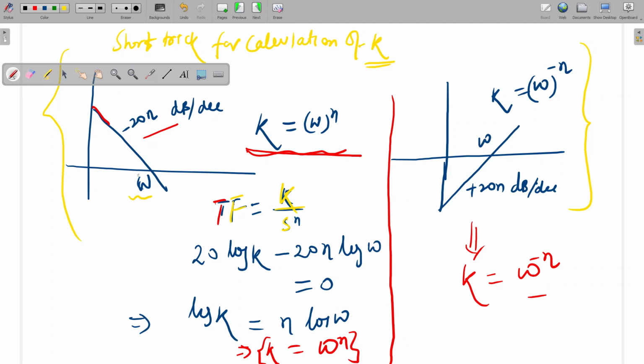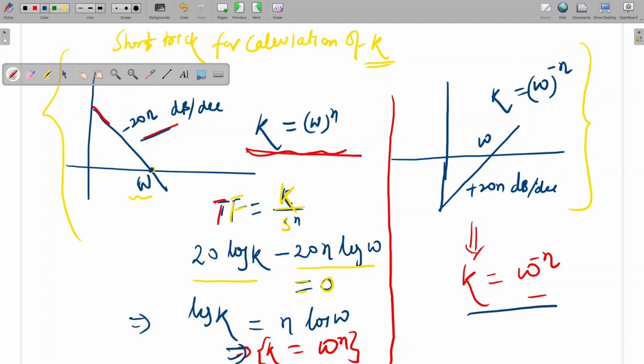After omega no corner frequency is there. So 20 log K minus 20n log omega is equal to 0, because at omega the magnitude for this one is 0. So what is the K value? Log K is equal to n log omega, that is log omega to the power n, and K will be equal to omega to the power n. So directly we can find for this kind of system, if it is crossing at omega where we know the magnitude is 0 and minus 20n dB per decade is there, K will be equal to omega to the power n.